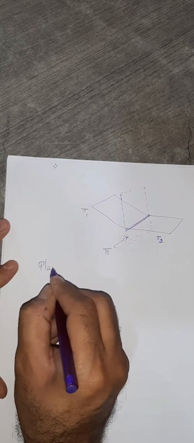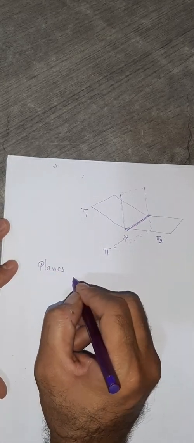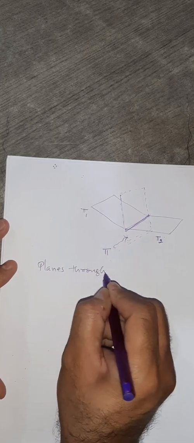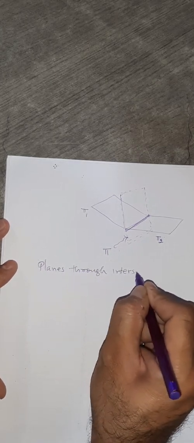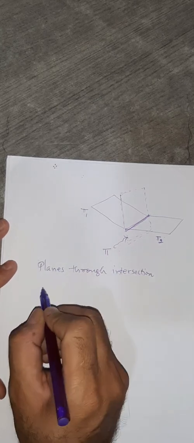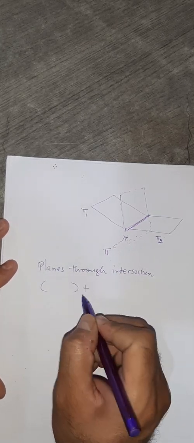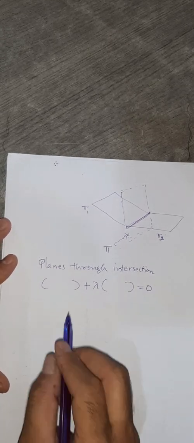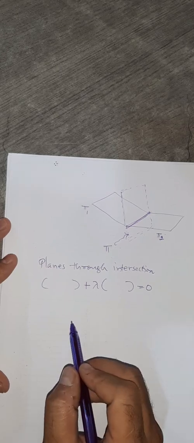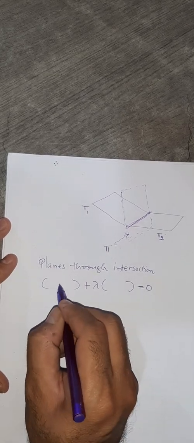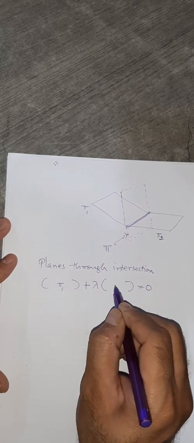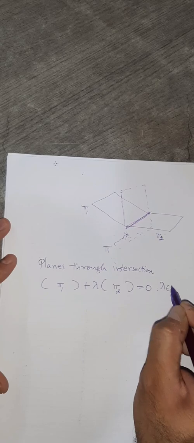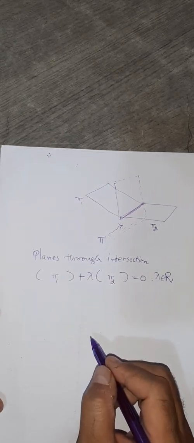So planes through the intersection: one plane plus some scalar, you can write lambda into the other plane equals to 0. That's the general theory. We had such theory in case of lines, if you remember. One plane pi 1 plus lambda into the other plane pi 2 equals to 0, where lambda is a scalar. Lambda is any scalar here, remember.